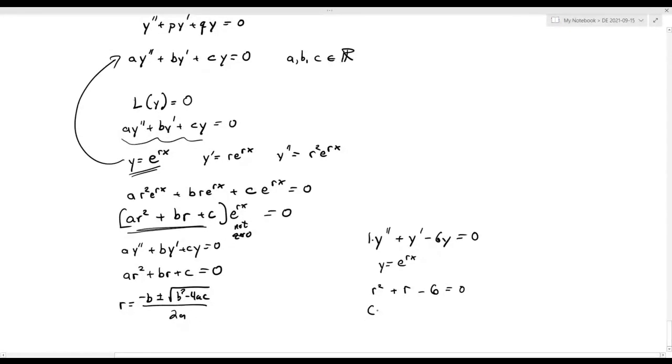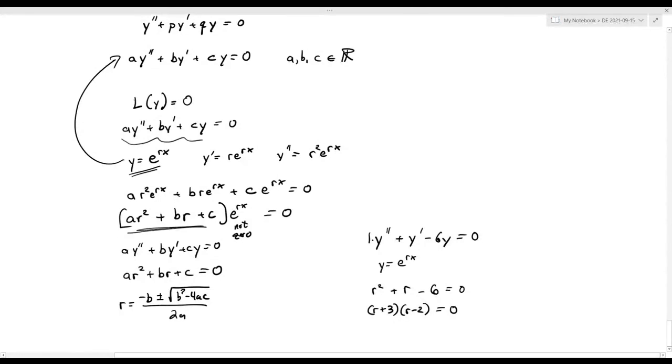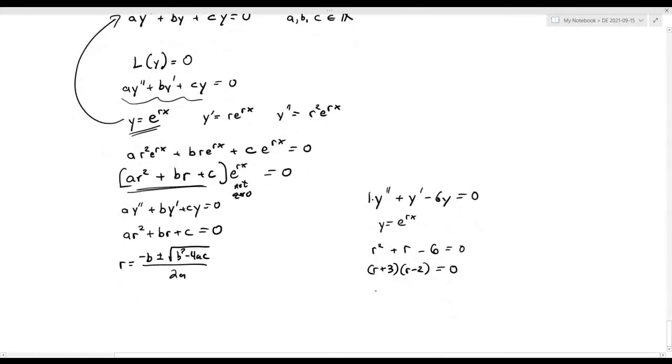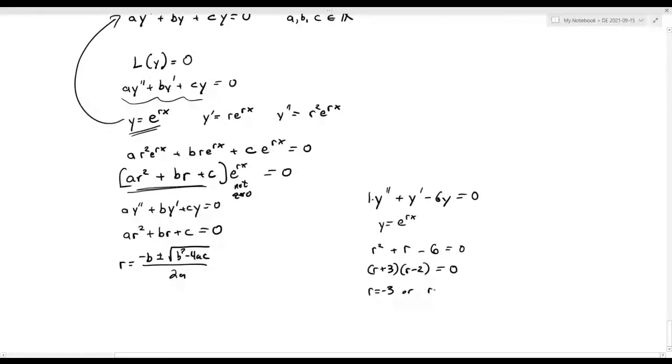Okay. So here, I don't have to use the quadratic formula because I can easily factor. So we see that the solutions for r are r is either -3 or 2. Those are the two solutions.